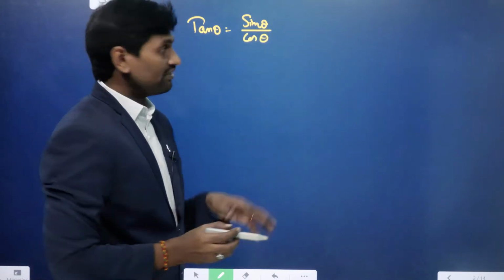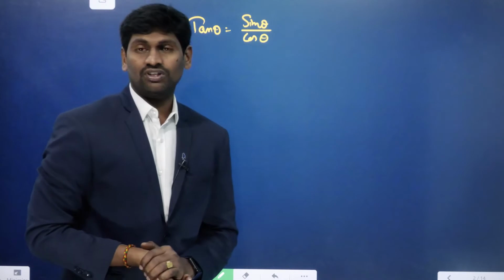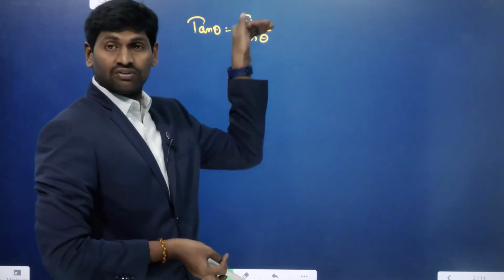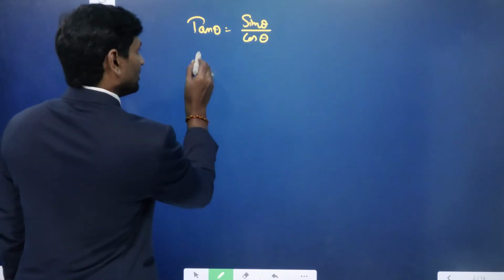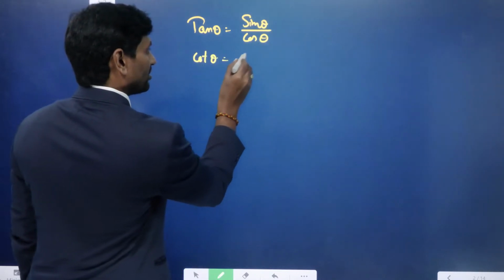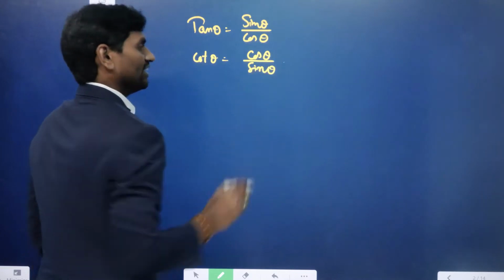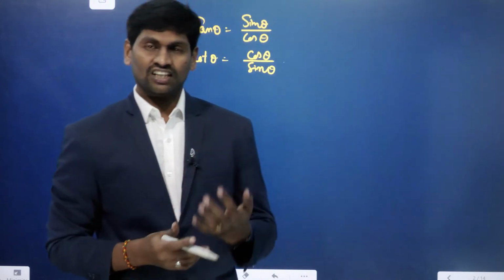Then we discussed that tan theta equals sin theta by cos theta, in the ratios of sin by cos. In the same way, cot theta equals cos theta by sin theta. Okay? So these are the points we have discussed in our earlier classes.